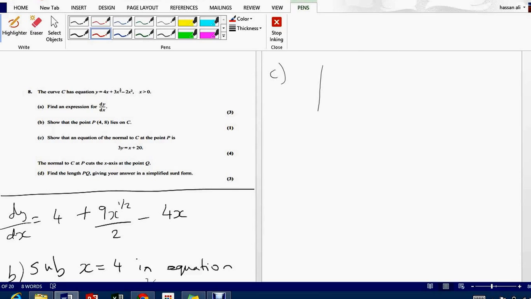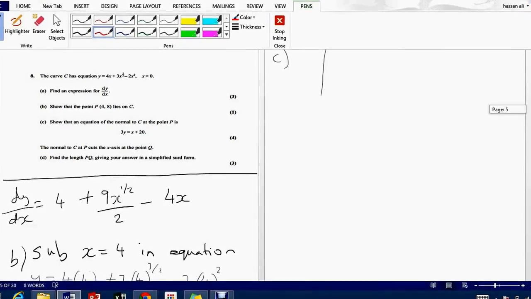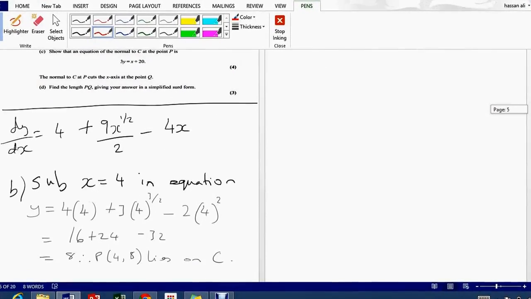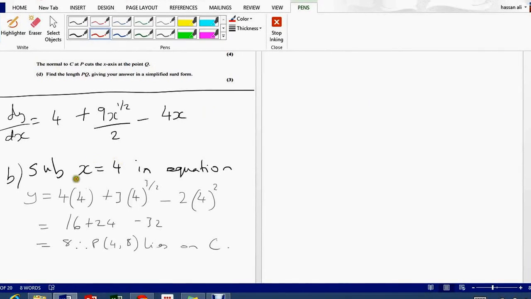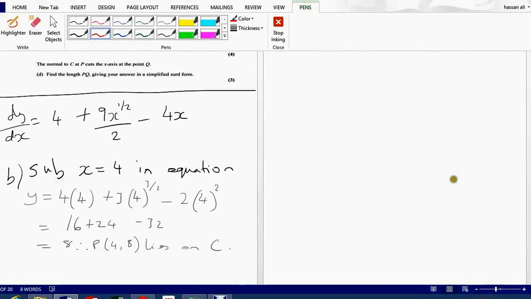Okay, simple as that. Part B is now asking to show that the point P (4, 8) lies on C. So you just substitute x equals 4 into the equation 4x plus 3x to the power of 3 over 2 minus 2x squared, and what you should get is 8. So in other words, when you put 4 in here, if you end up with 8, that just shows that the point P (4, 8) lies on C. Make sure you explain that these three dots just mean therefore P (4, 8) lies on C. So, I'll go through that again quickly: substitute x equals 4 into your equation. If you get 8, you've just proven that it lies on C.